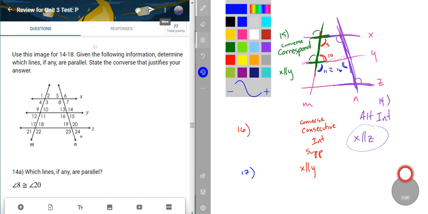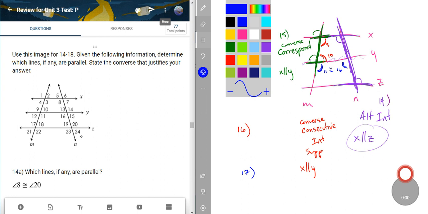Does that tell me anything about those lines? No. In fact, if those were congruent with each other, they'd have to be like alternate interiors, but because these are consecutive interior angles, we would expect those to be supplementary. No, we don't know anything about this. We would expect those to be supplementary to tell us that M and N are parallel, but we don't actually know that because they're congruent.